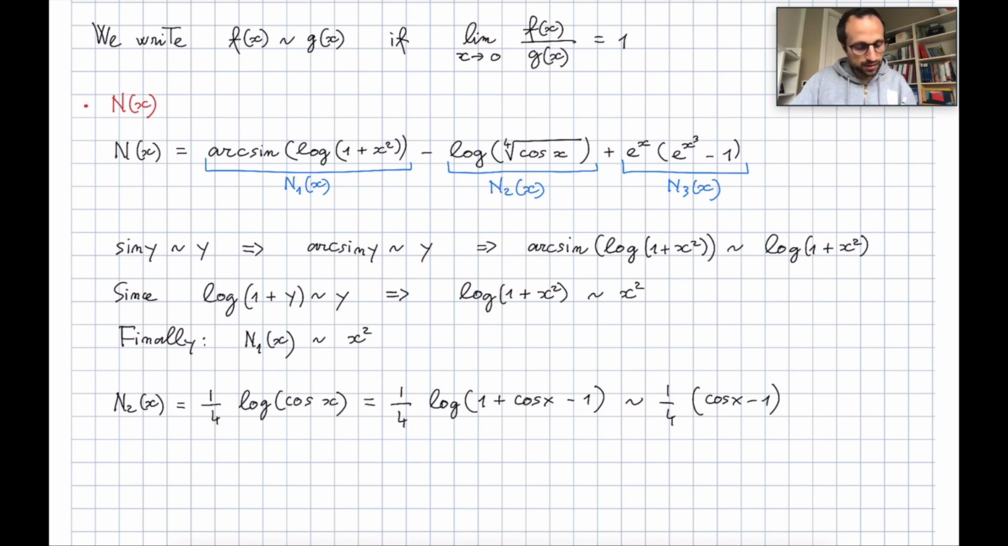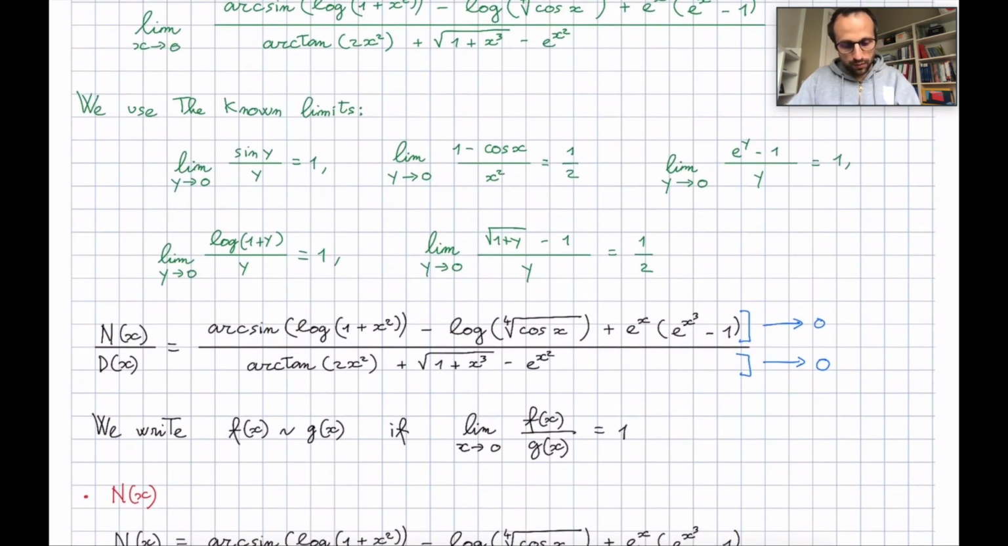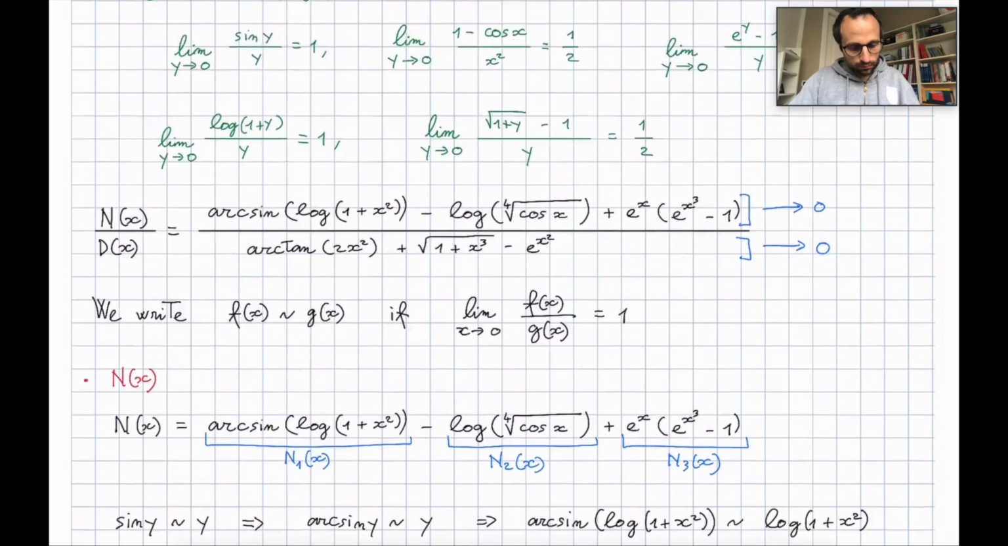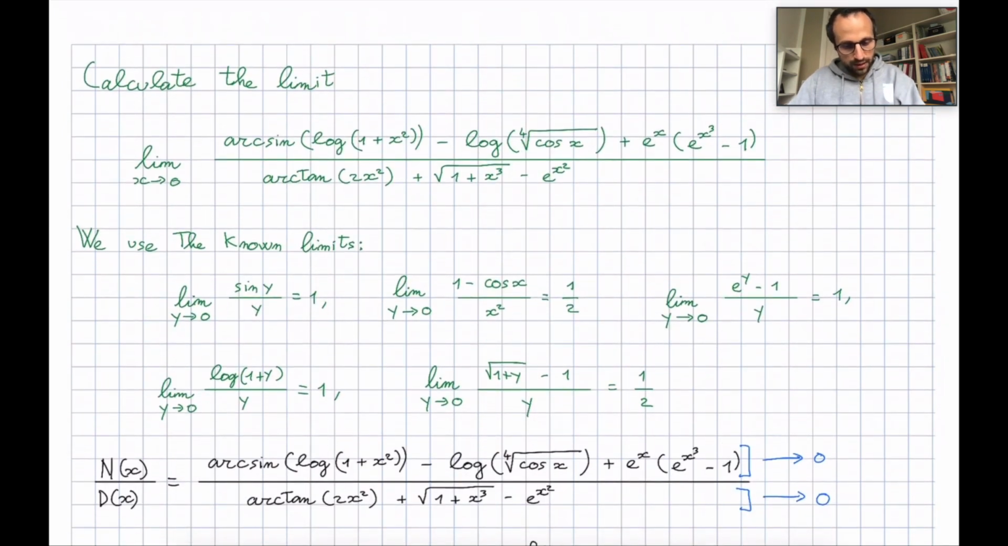And now I have cos x minus 1. I have to go and look it up. I have another limit here. So I can replace 1 minus cos x by 1 over 2 x squared. So this is asymptotic to 1 over 4 times x squared over 2. But you need to be careful, because here I had 1 minus cos x, while here I have cos x minus 1, so I get a minus sign here.